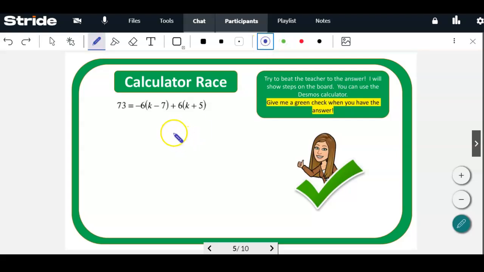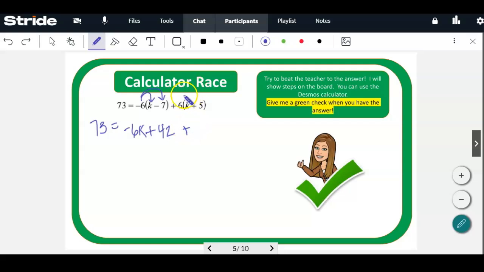So go ahead, let's talk through the steps. We have this first part, -6 times k minus 7. So you need to multiply the -6 times k, which is -6k. And then we have -6 times -7. So it's a negative times a negative. That's going to be a positive 42. So plus 42.